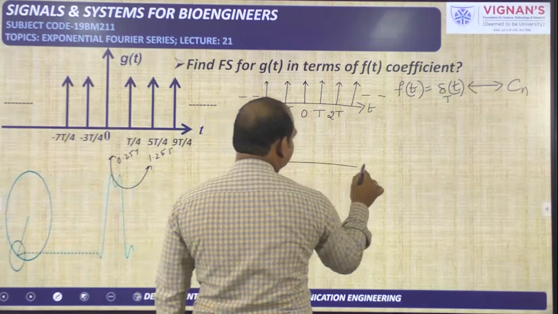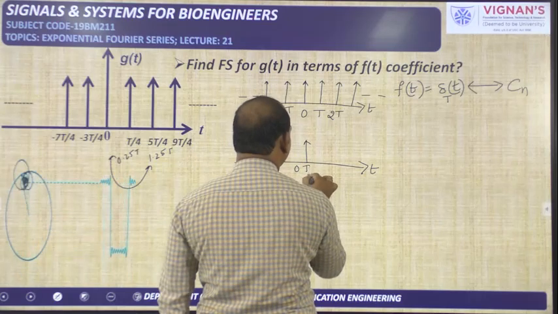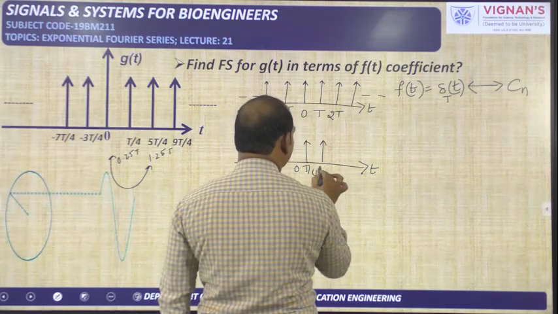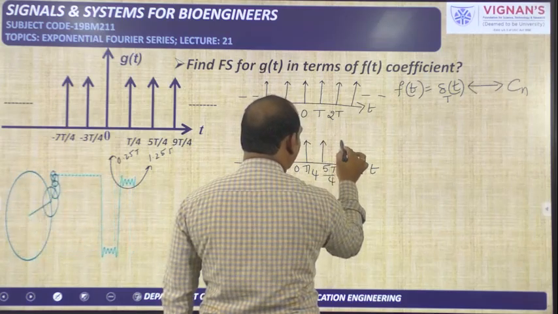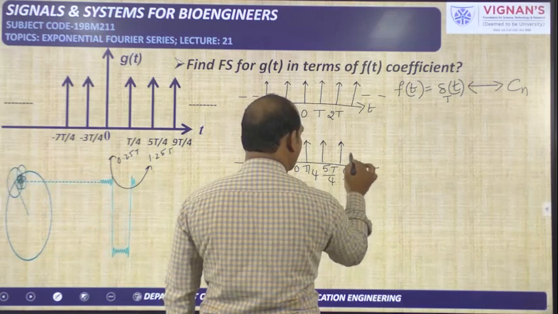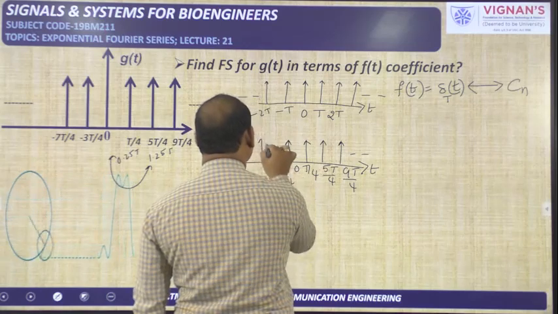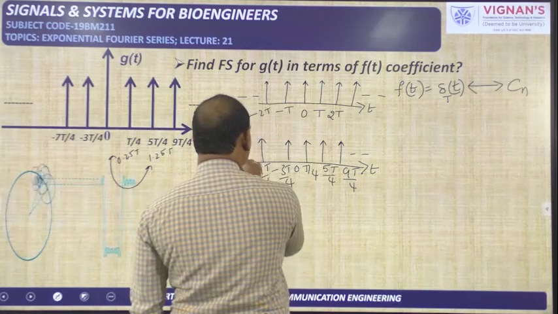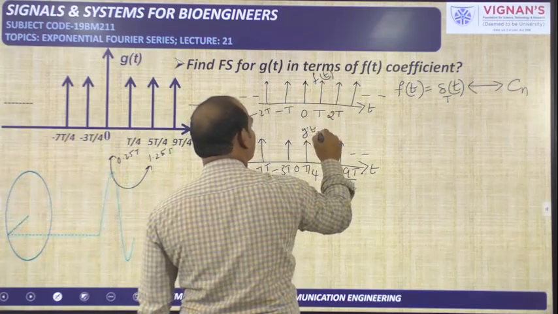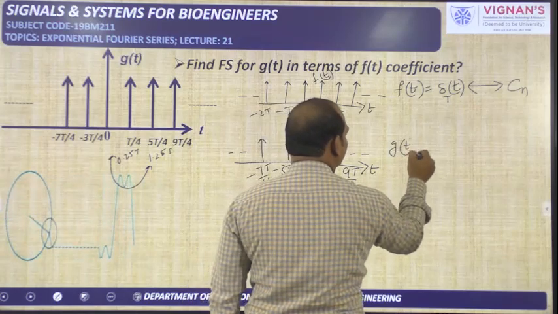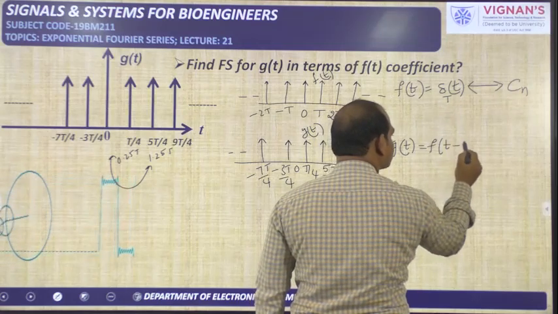Now in this problem all impulses are there, but all impulses are shifted to the right side by capital T by 4. This is T by 4, this is 5T by 4, the next one is 9T by 4, and so on. And on this side minus 3T by 4, minus 7T by 4, like this. So many impulses are there. This one we have taken as f of t, and this one g of t. So this g of t we can write as this signal shifted to the right side by T by 4 seconds.